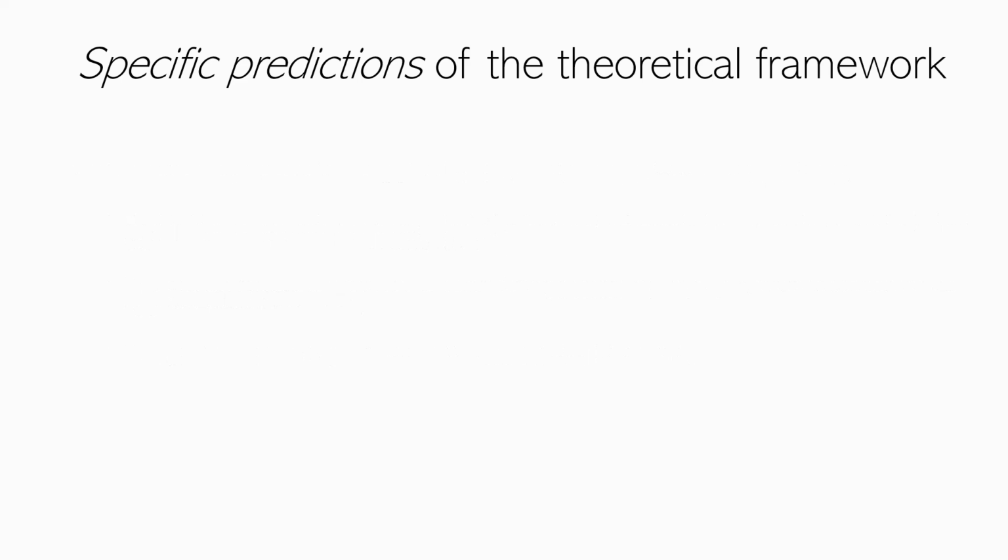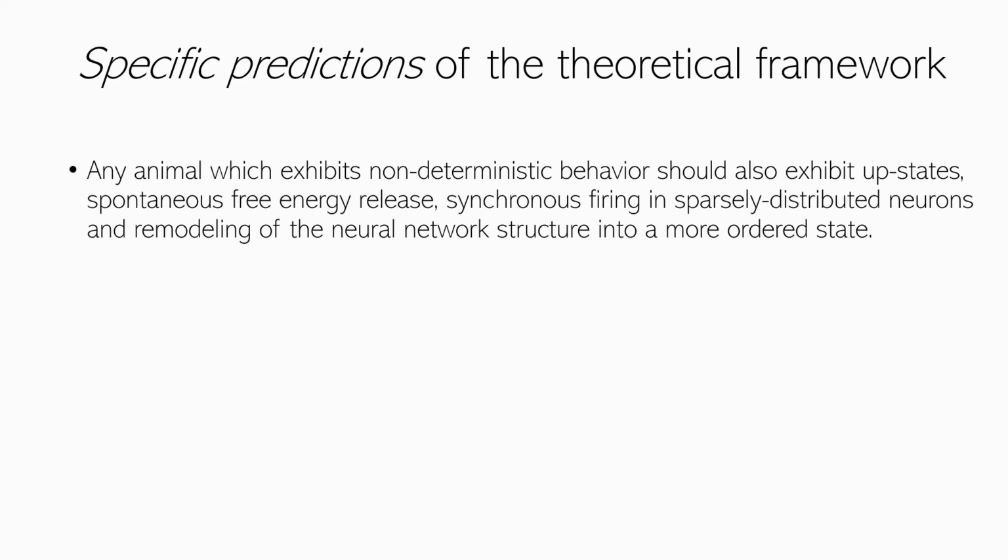There are also some predictions relating to the generalizability of thermodynamic computation and the implications for consciousness in animals and machines. So first of all, any animal that exhibits non-deterministic behavior should also exhibit cortical or pallial upstates, spontaneous free energy release upon information compression, synchronous firing in sparsely distributed neurons, and remodeling of the neural network structure into a more ordered state.